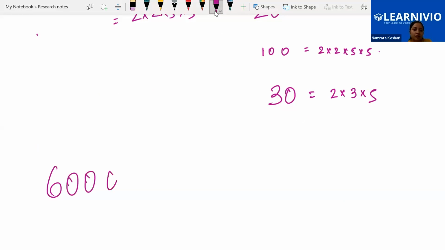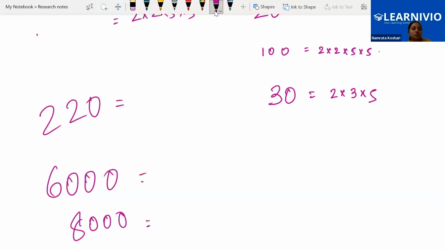If you are picking a number, 6,000, 8,000, 220, any number you are picking, that number's factorization you will do. 2 and 5 obviously will be there. It can be 2 to the power maybe 4, maybe 5, 2 to the power anything, 5 to the power anything. A few other numbers are also sitting over there, that is 11, that is another number, that is fine.